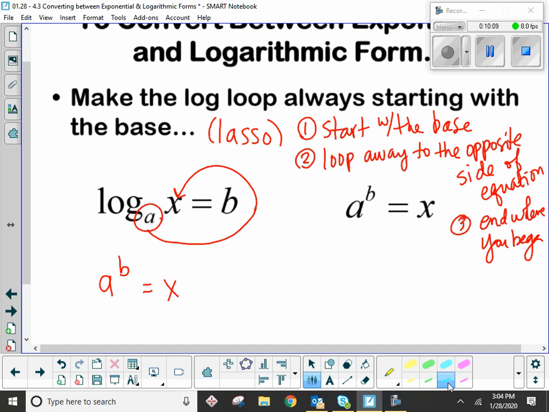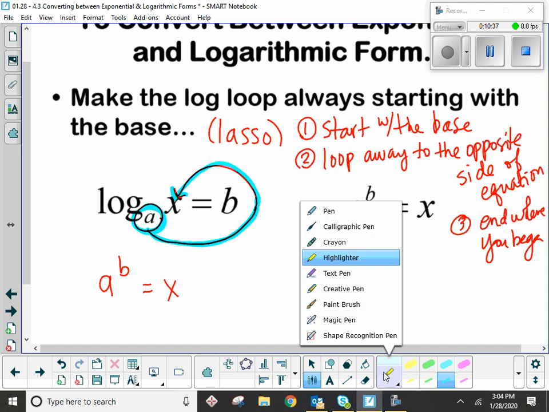So watch one more time with your eyes up here. I'm going to do that again for the log. I started at the base. I looped away to the opposite side of the equation. So I started with the base A. Looping away, I get to the B first. B is my exponent now. I end where I began, so that equals x. And we're going to do that same thing with this version over here.